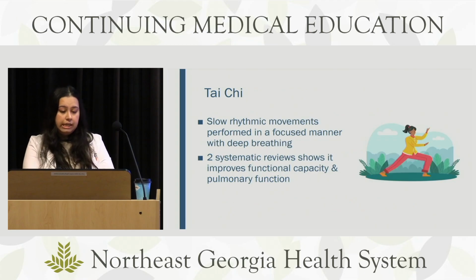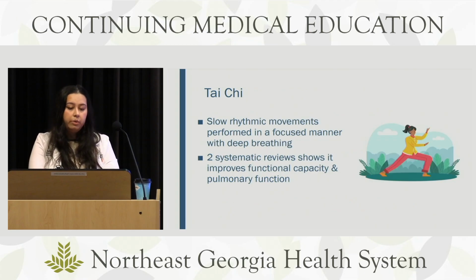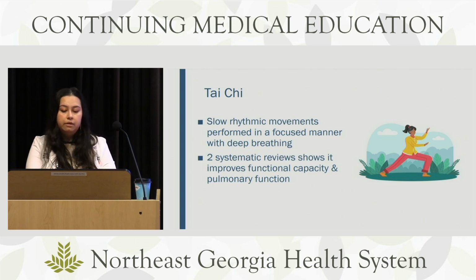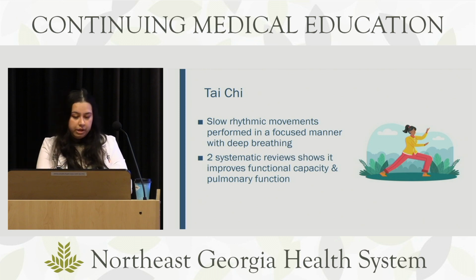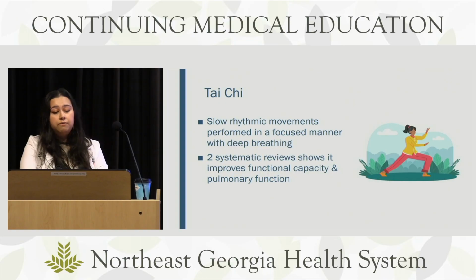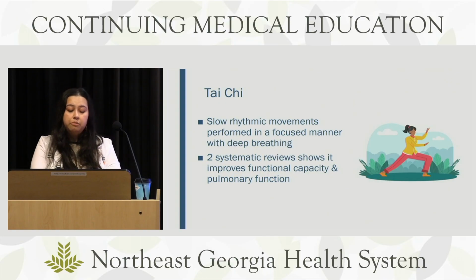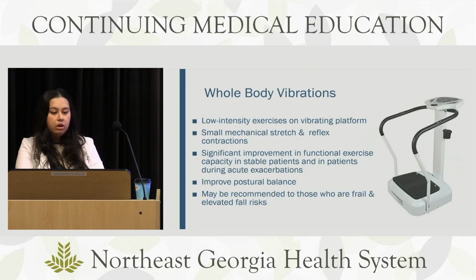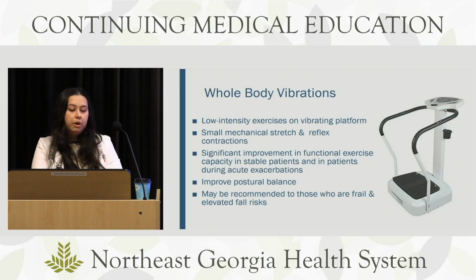You can also do Tai Chi. This is where you do slow rhythmic movements in a focused manner with deep breathing to kind of help them slow down their breathing. And then 2 systematic reviews shows that there are some functional capacity improvements and pulmonary function improvements. But again, comparing it to a full exercise regimen, it has been less studied, so you would not recommend this on its own. Other option is whole body vibration.